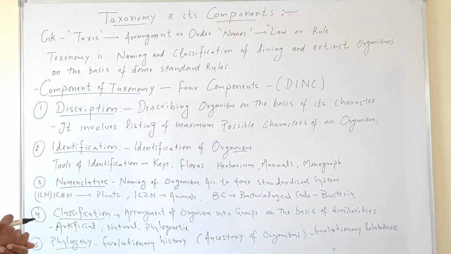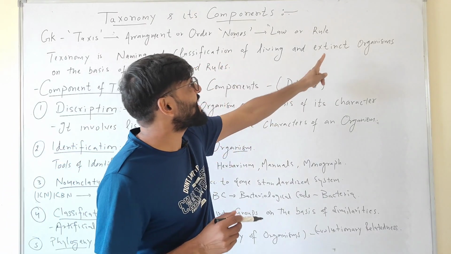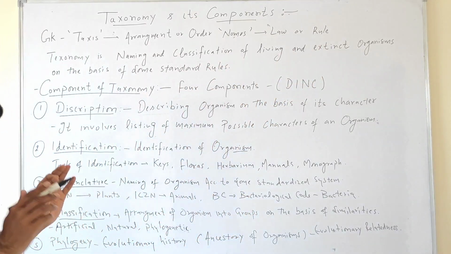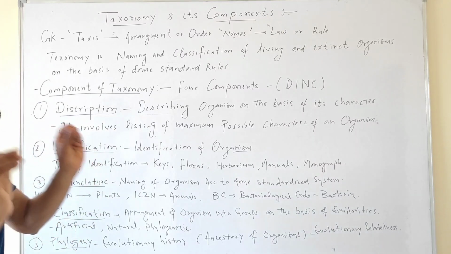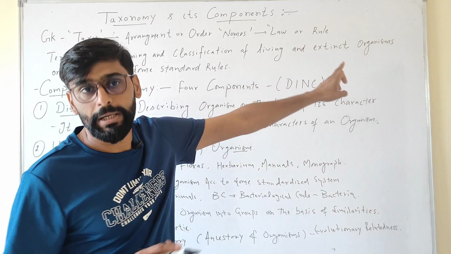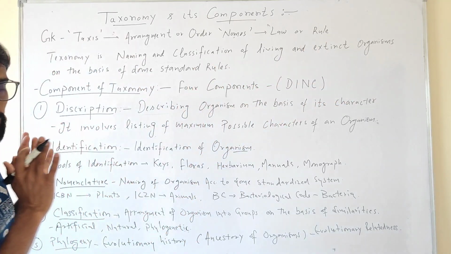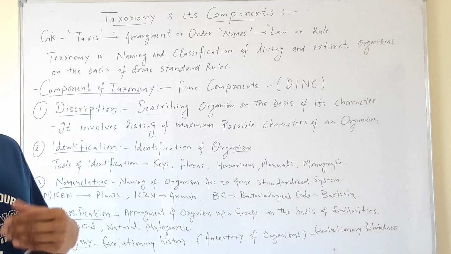So what is taxonomy? Taxonomy is a science of naming and classification of living as well as extinct organisms on the basis of some standardized rule. So what is taxonomy? Simply naming and classification of organisms, might be living or might be extinct, on the basis of some rule. This is taxonomy. Now coming to its components.